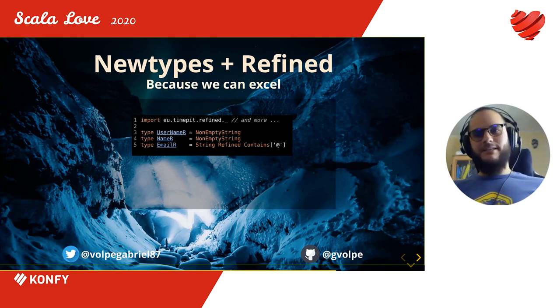This is the final aim of my talk, and this is using newtypes and refined together. It's something that I've been embracing for a while, and I also recommend it in chapter 2 of my book. And why is that? Because refined already provides all this sort of validation and type safety that we need. So why do we need newtypes?